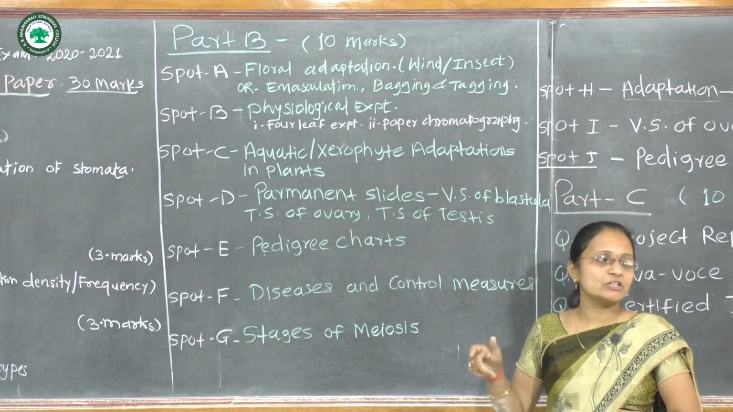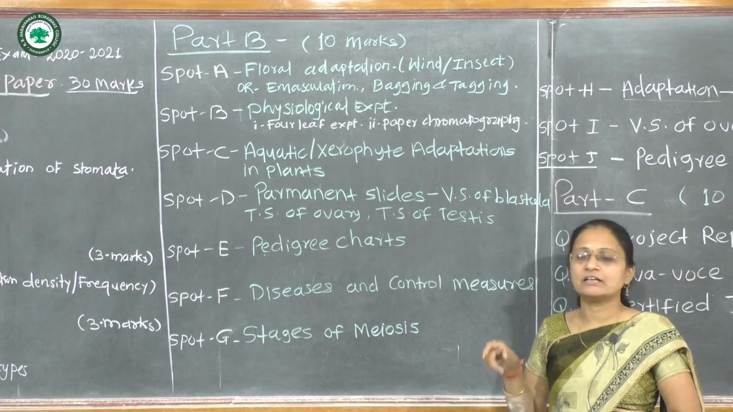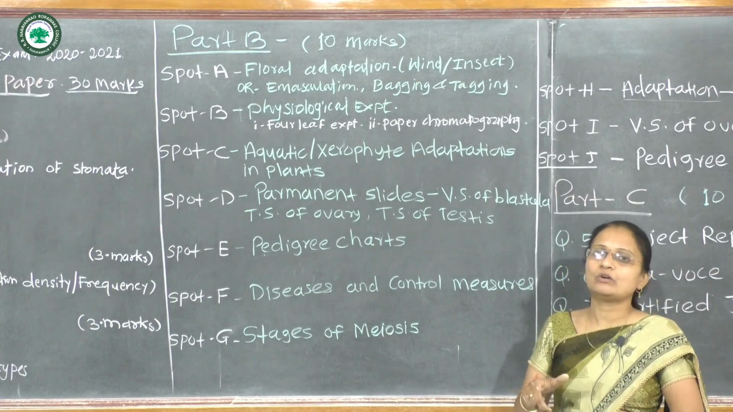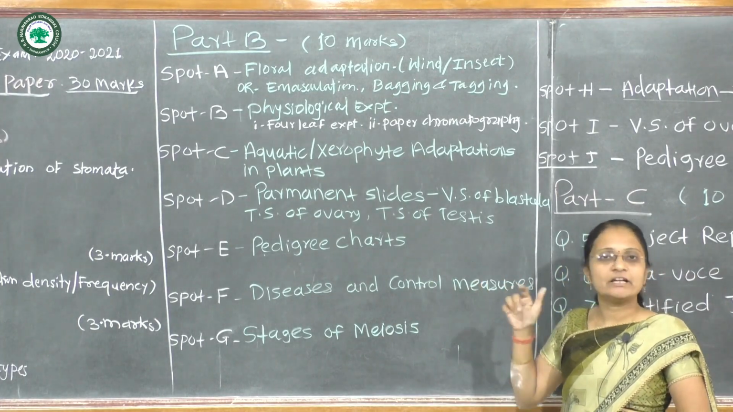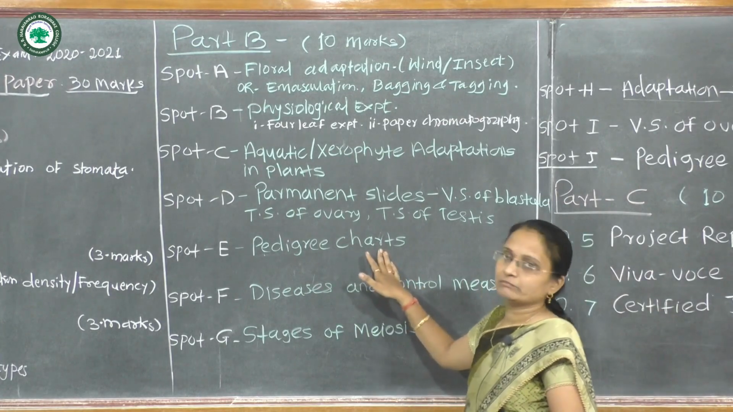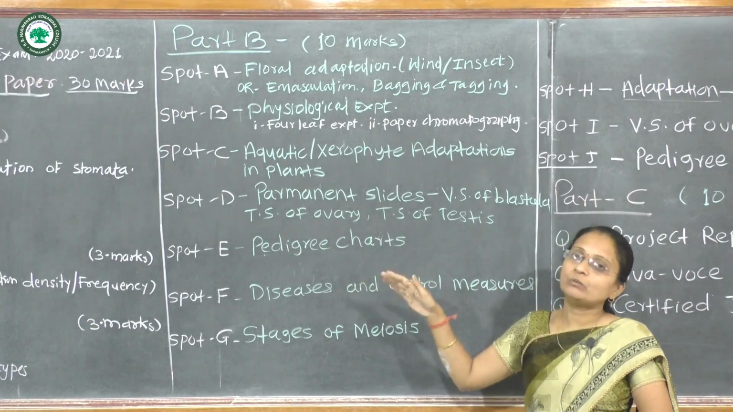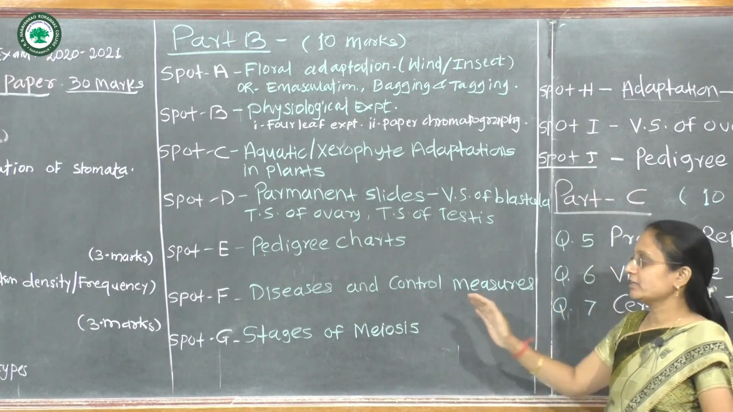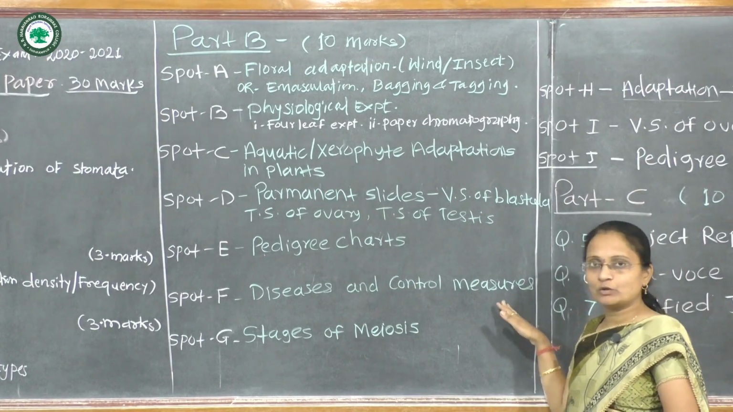After observation, describe these slides, or whatever content or cells you have observed in this slide, very correctly. Then the pedigree chart. This pedigree chart indicates how genetic trait changes take place, and that gets explained. Diseases and control measures.